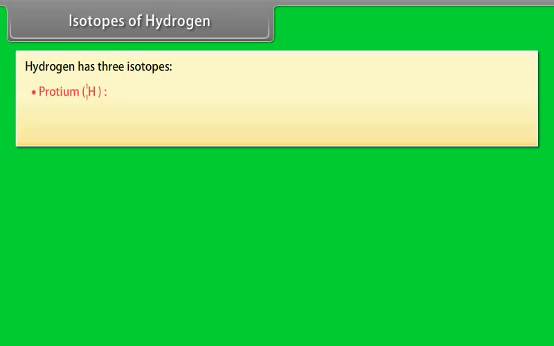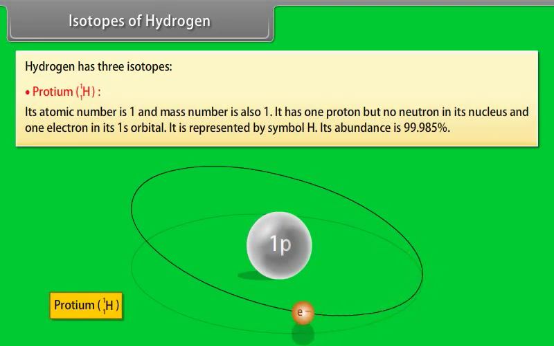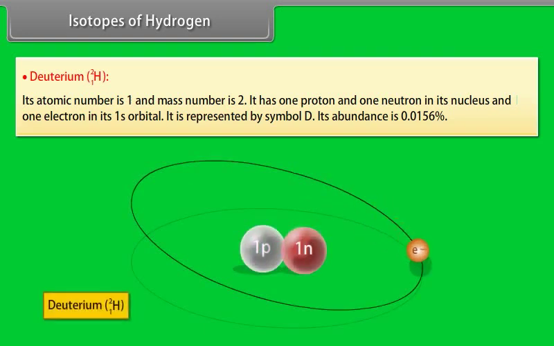Isotopes of hydrogen. Hydrogen has 3 isotopes. Protium. Its atomic number is 1 and mass number is also 1. It has 1 proton but no neutron in its nucleus and 1 electron in its 1s orbital. It is represented by symbol H. Its abundance is 99.985%. Deuterium. Its atomic number is 1 and mass number is 2. It has 1 proton and 1 neutron in its nucleus and 1 electron in its 1s orbital. It is represented by symbol D. Its abundance is 0.0156%.